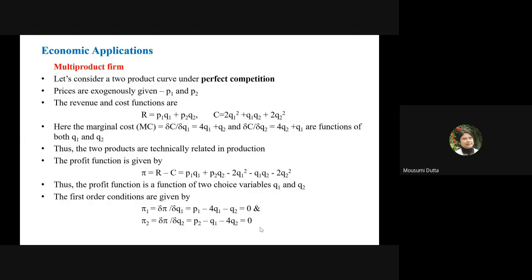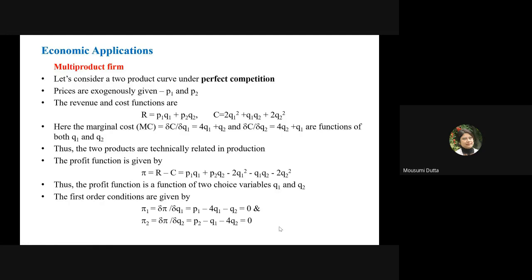Simply find out del pi by del Q1 and del pi by del Q2, and the expressions are in front of you. Do this on your own and check whether you are exactly getting these two equations or not. Once you get the equations, by simultaneously solving these two equations, I hope you will be able to find out Q1 star and Q2 star. If it is a numerical exercise, P1 and P2 will be given to you, so you will be able to find out the numerical values of Q1 star and Q2 star.